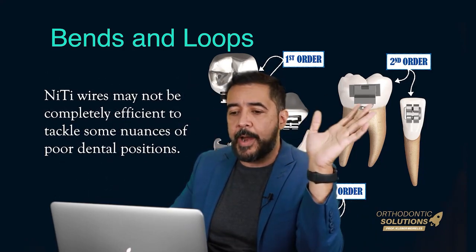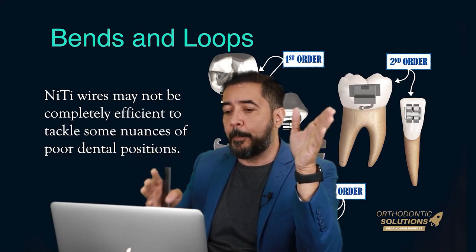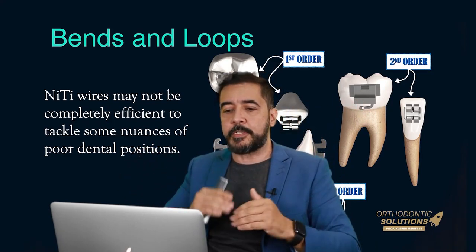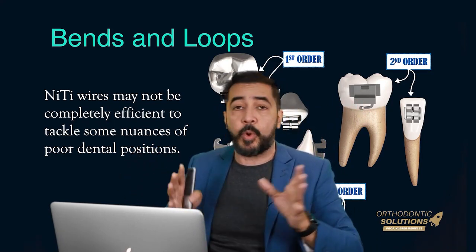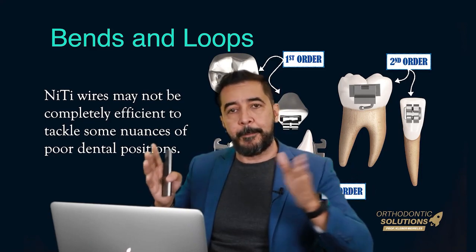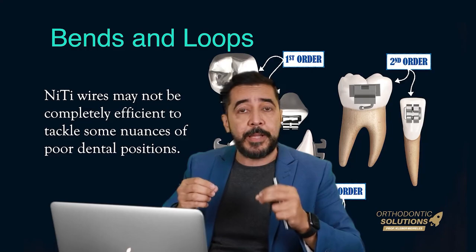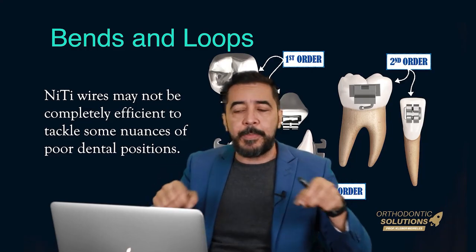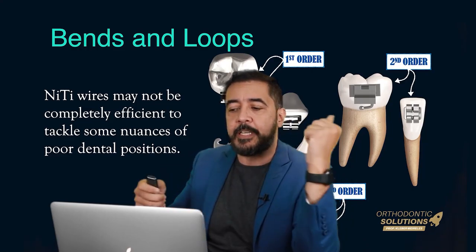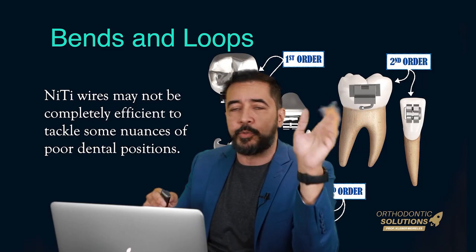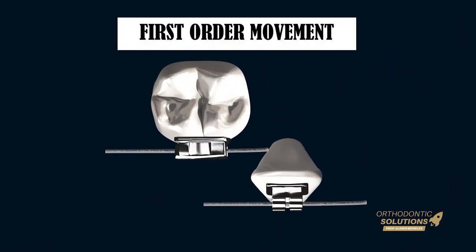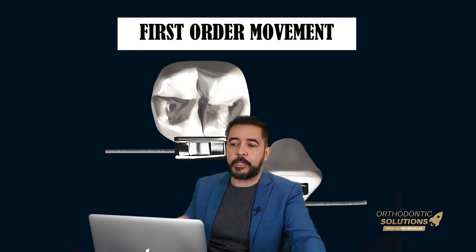Straight wires may not be completely efficient to tackle some nuances of poor dental positions. So sometimes we have to do the bends in order to correct or to do a better movement or a smooth alignment or leveling of our teeth. So let's start with first order movement. This is the same thing that we're going to do during our course in order to understand the movements and the bends, okay? First order movement.